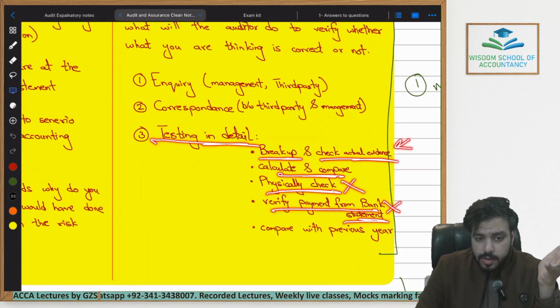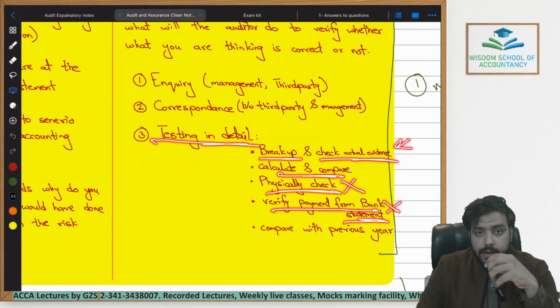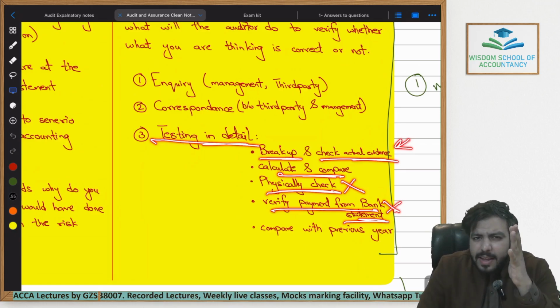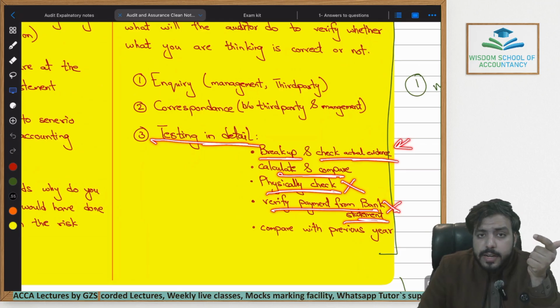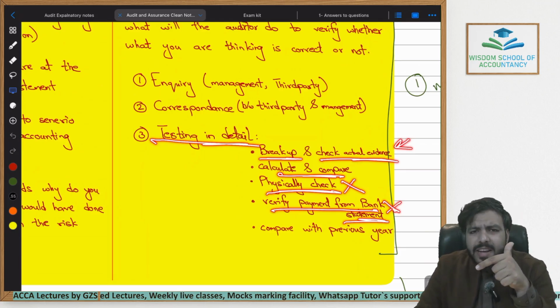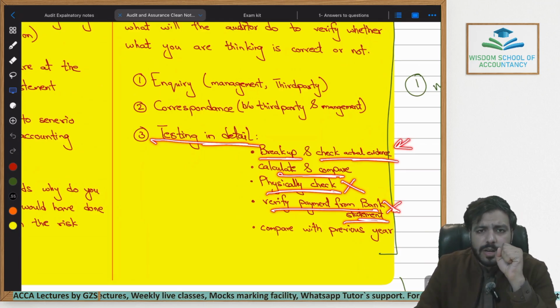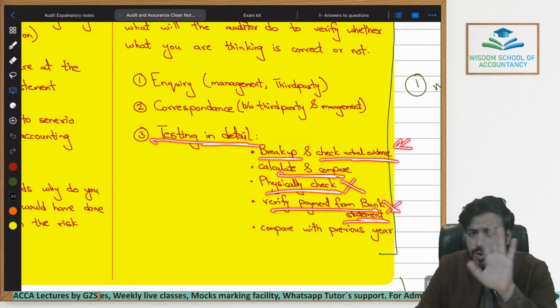Many of the students would say, why, sir? Why can't we simply verify the payment that we have received in advance and check whether we have received it or not? Does it satisfy the risk that we have created? The risk is that management may have recorded it as revenue. We are not creating a risk about whether we have received an advance from the customers or not.